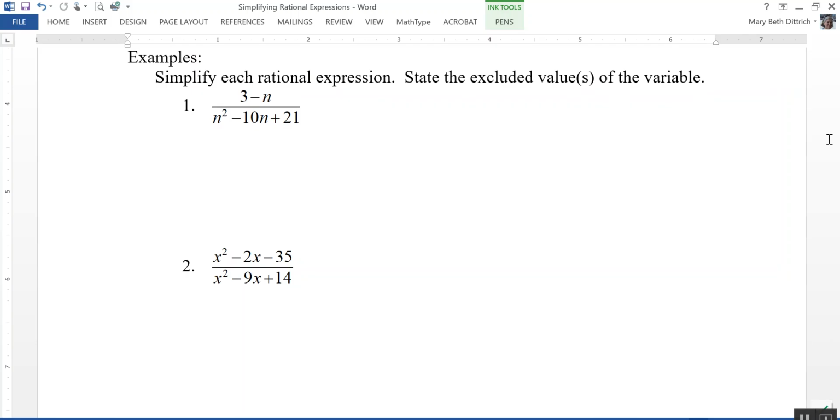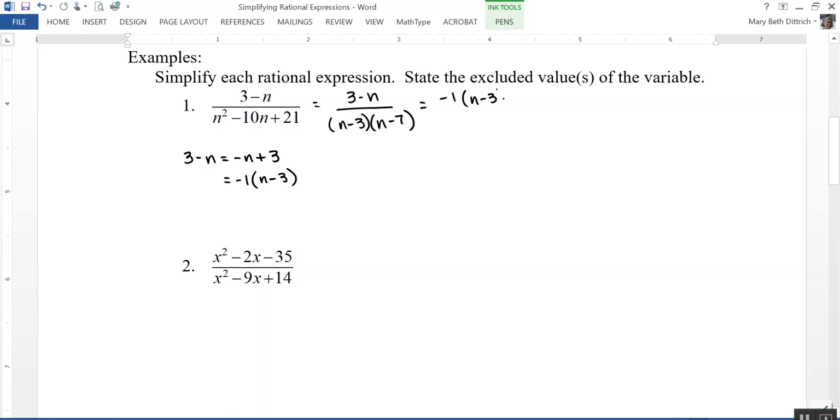So the first thing I'd like to do is factor anything that I can. The numerator cannot be factored, but my denominator can factor into n minus 3 times n minus 7. Now notice that the 3 minus n on the top and the n minus 3 on the bottom are not exactly the same. So I need to rewrite one of those so it looks like the other. 3 minus n is actually equal to negative n plus 3, and if I factor a negative 1 out of that, I get n minus 3. So that's how I'm going to rewrite my numerator: negative 1 times n minus 3 over my factored denominator.